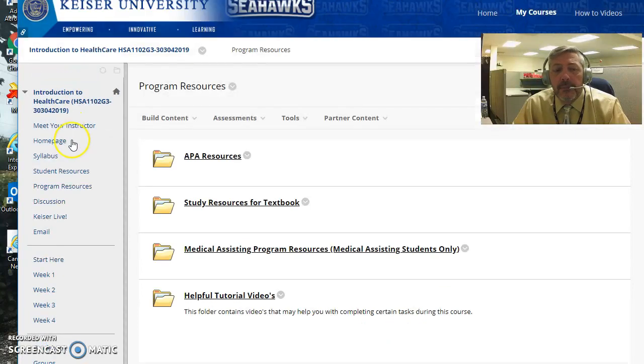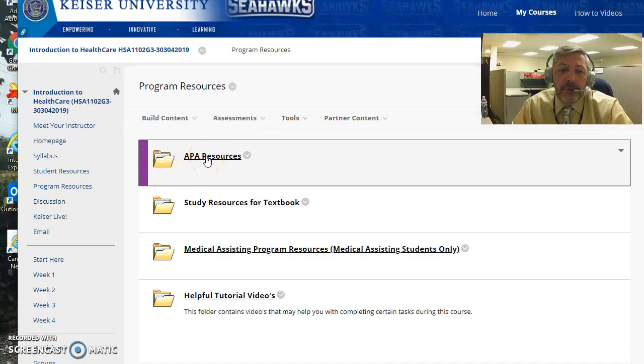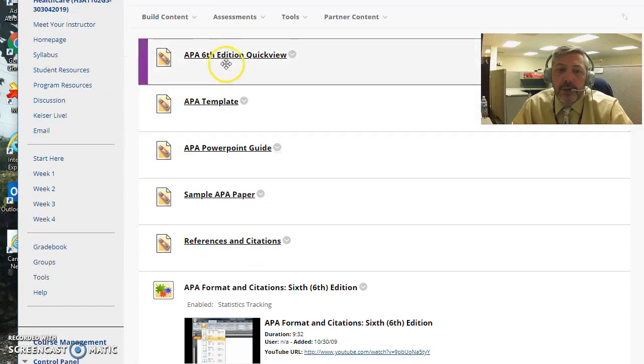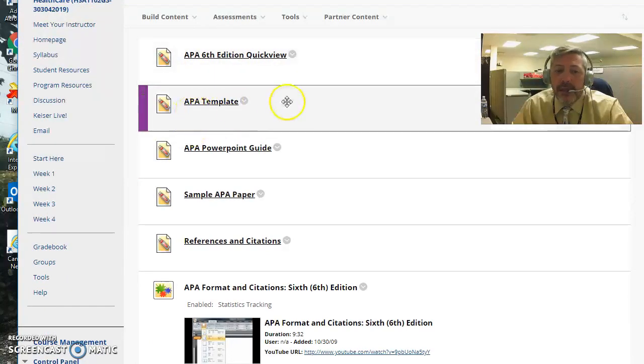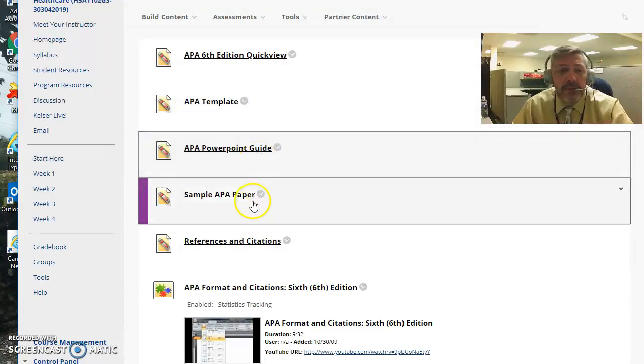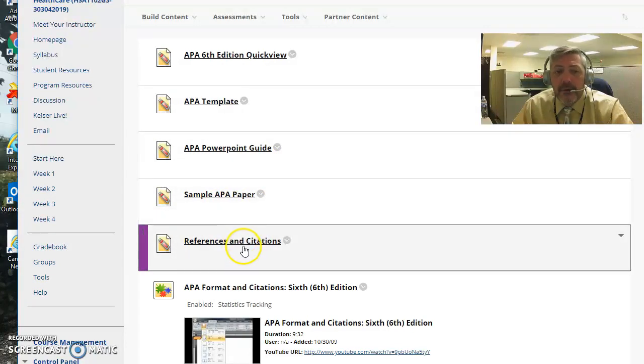The program resources. Now, you all have a written paper that you should be writing during week 1 and submitting to the online writing lab, which we'll get to in just a minute. To do that, you need to be able to write in the APA format, which is what Kaiser University uses. If you go to Program Resources, you'll see APA Resources here, and then several different resources: a quick 6th edition quick view, a template on how to write an APA paper, a PowerPoint guide on what APA is and when to use it, a sample APA paper, references and citations.